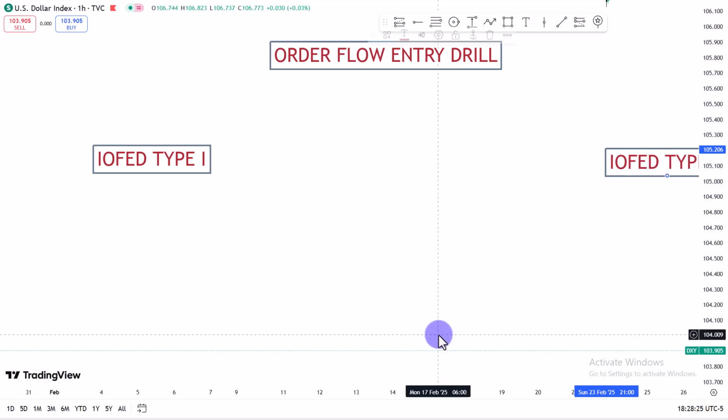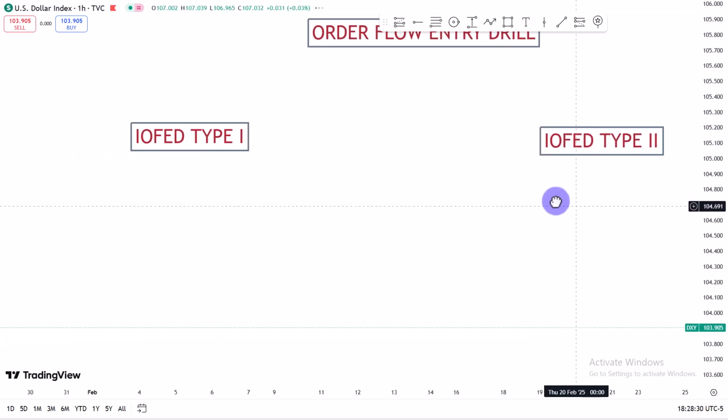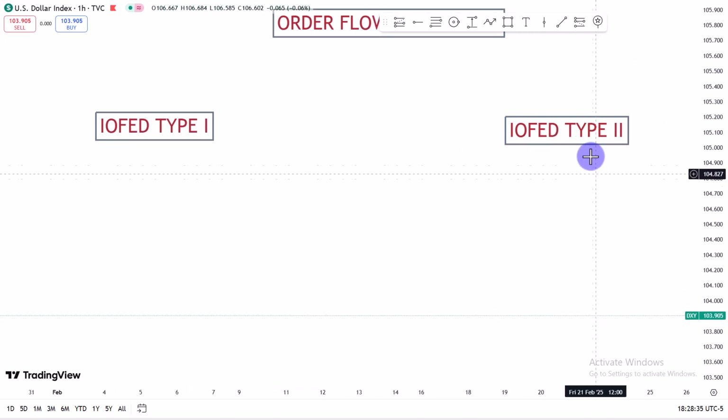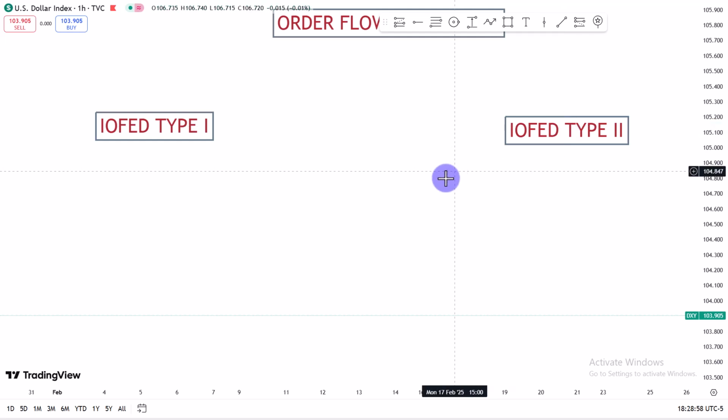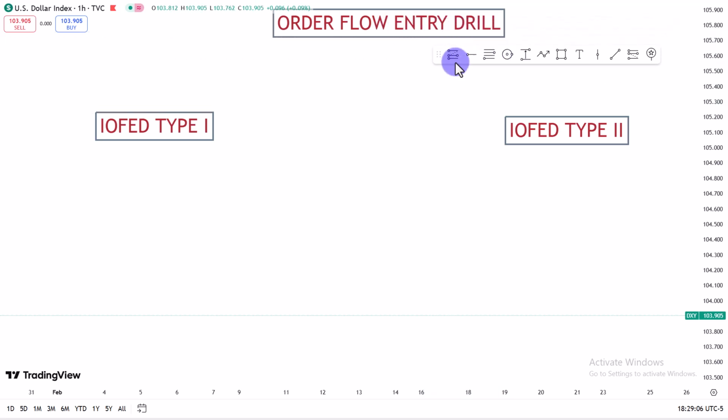In today's session, I'm only showing you how to apply this entry pattern on the 1 hour time frame. So we are looking for the IOFED, whether type 1 or 2, on the 1 hour time frame to look for an entry signature. The amazing thing is that we saw this signature printed out throughout this week's price action. I literally saw this entry strategy printed out, and we took advantage of that model and price delivered in the direction of the objective.